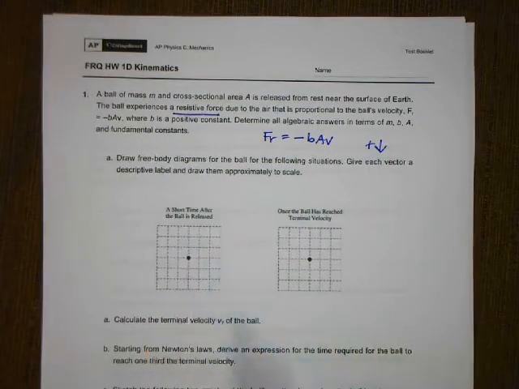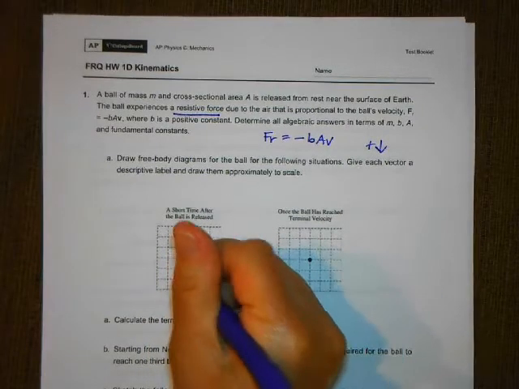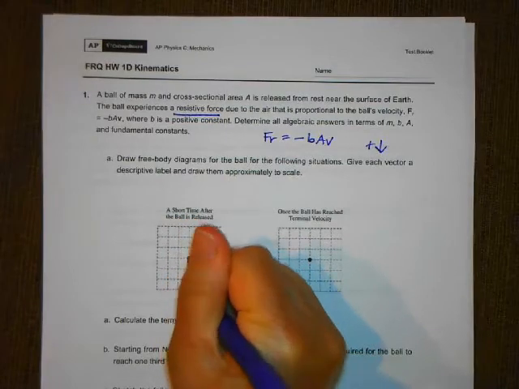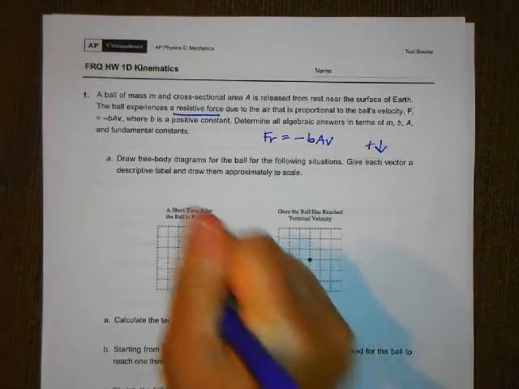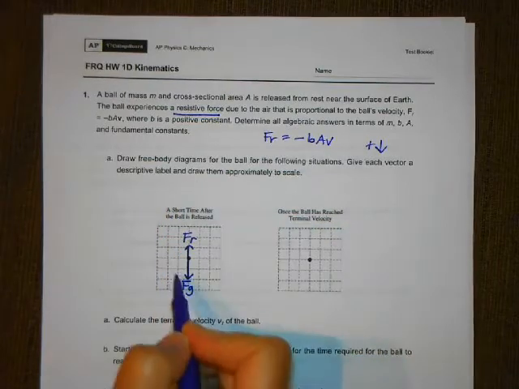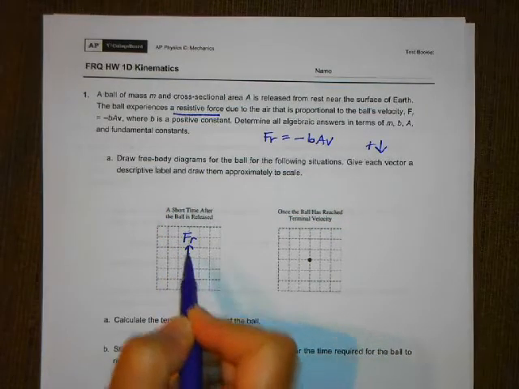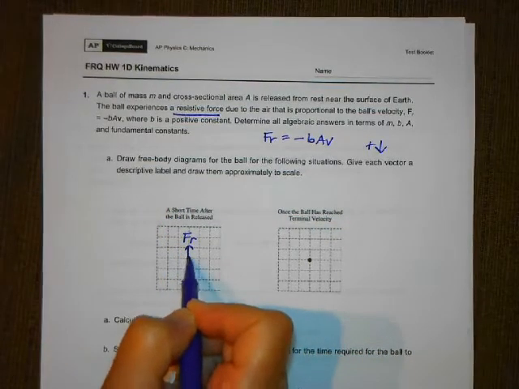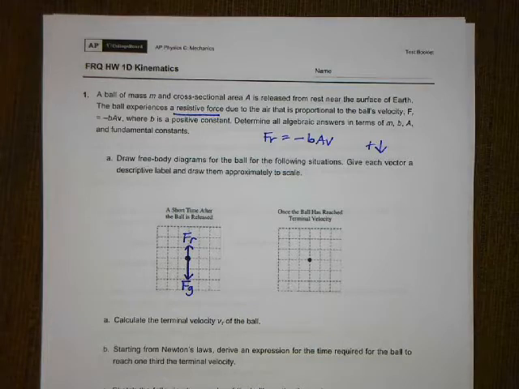Remember, they do the little boxes now on your free body diagram. The weight has to be greater than the resistive force. You see how I made this arrow 2 boxes and I made this one 1. On this one it says once the ball has reached terminal velocity.